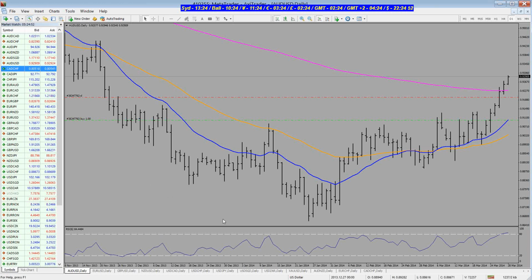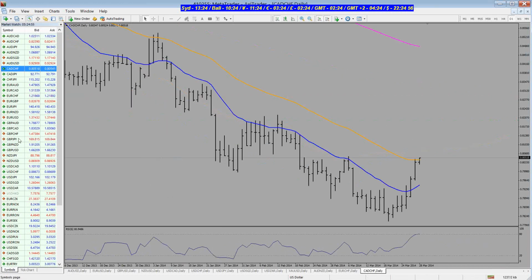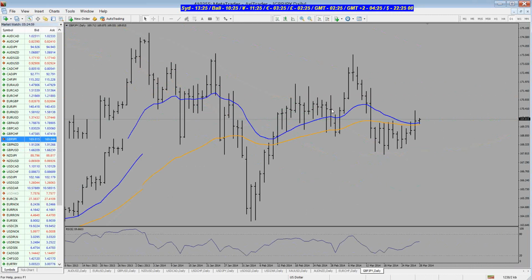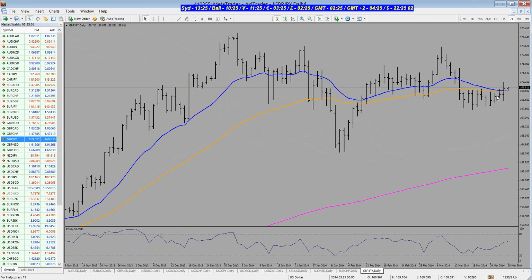Pound yen, interesting. Let's have a look. Well, it's an engulfing bar. It's not really going anywhere. The 50's flat, but it's sort of trying to take off, but it's not really doing much.